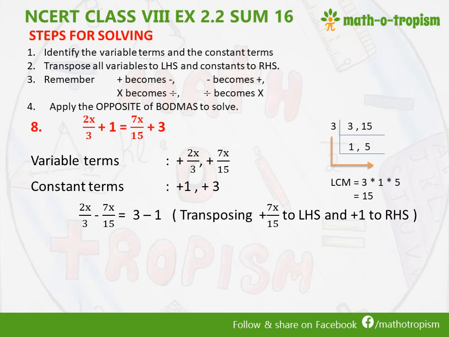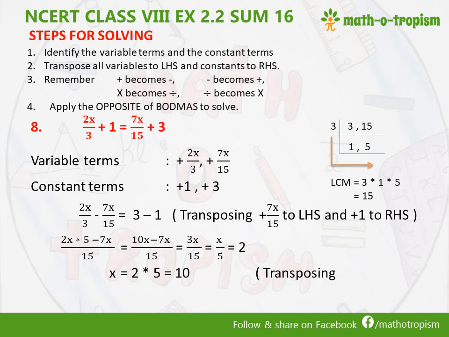So we need to make the denominator 15. It means the first term 2x/3 should be multiplied both in the numerator and denominator by 5 to make it 15. So now it becomes (2x into 5 - 7x)/15, which is (10x - 7x)/15, which is equal to 3x/15, so x/5. This is equal to 3 - 1, which is 2. So now my equation is x/5 = 2. So x = 2 into 5, which is 10. That is, we are transposing 5, which is in division, to the right hand side, so it becomes multiplication. So x = 10.